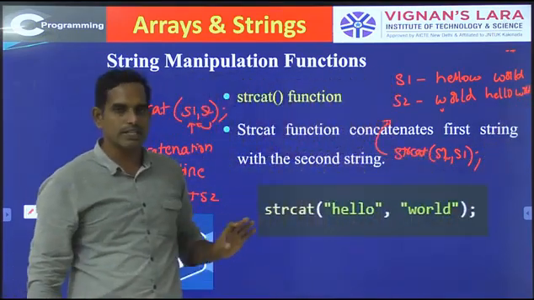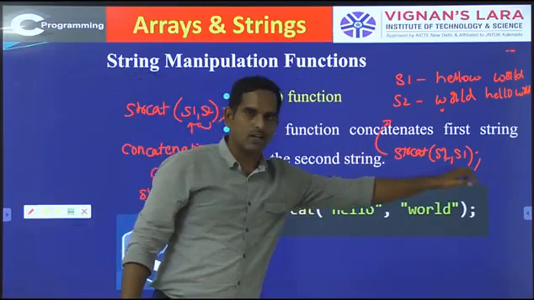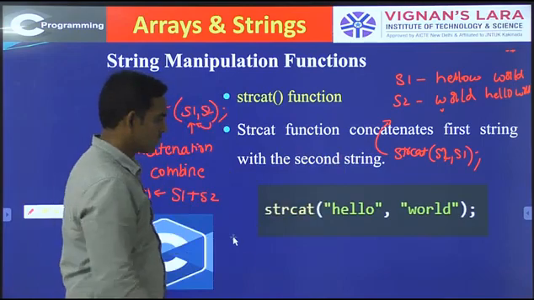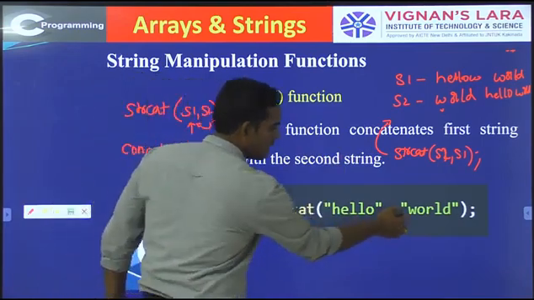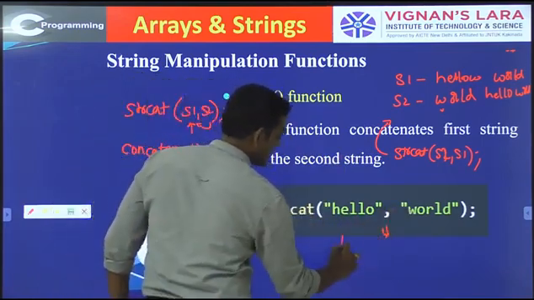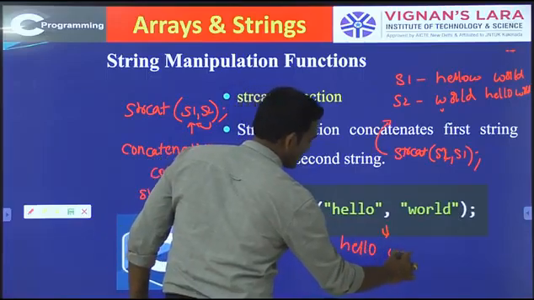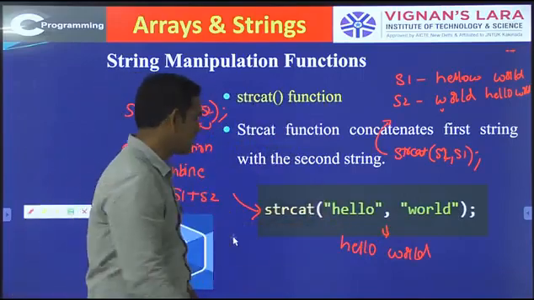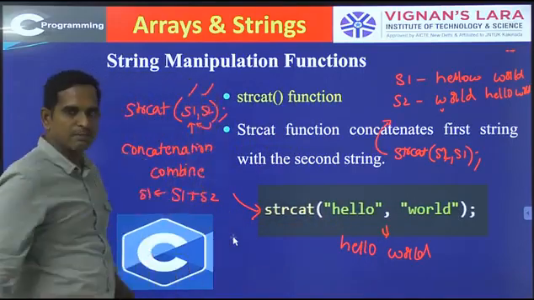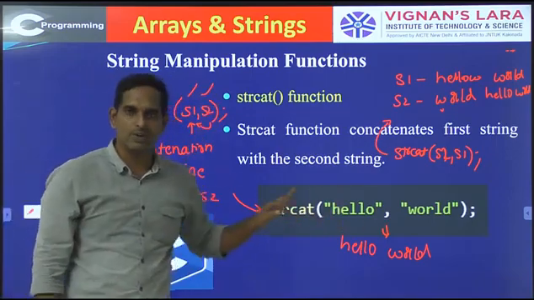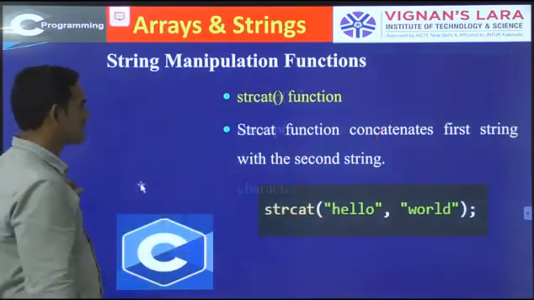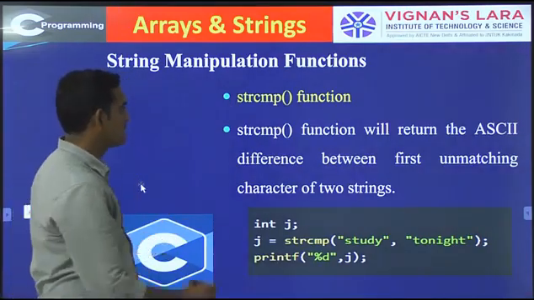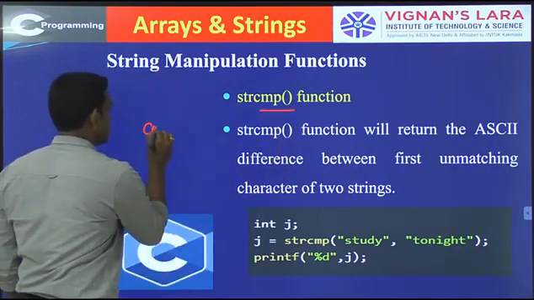That will be your string cat operation, where the second argument will be attached to the first argument. So if you take this example, strcat hello world, what will happen? This will return hello world, where you are not using variables for your strings, you are directly combining two different strings. The next one is your string compare. CMP means compare.